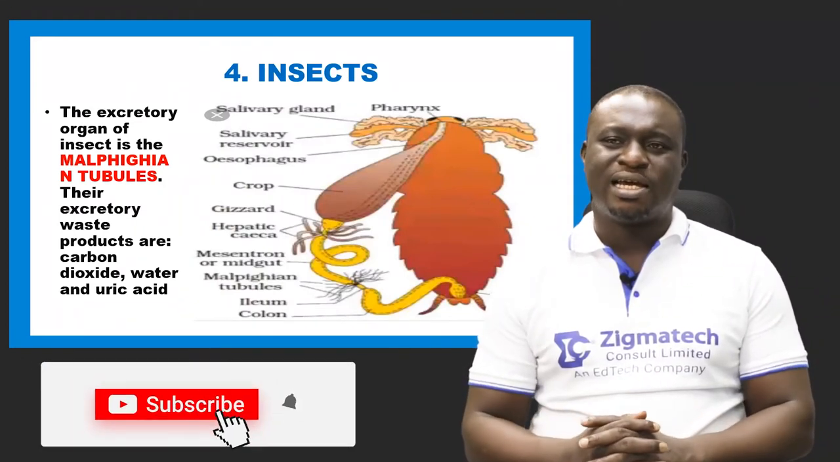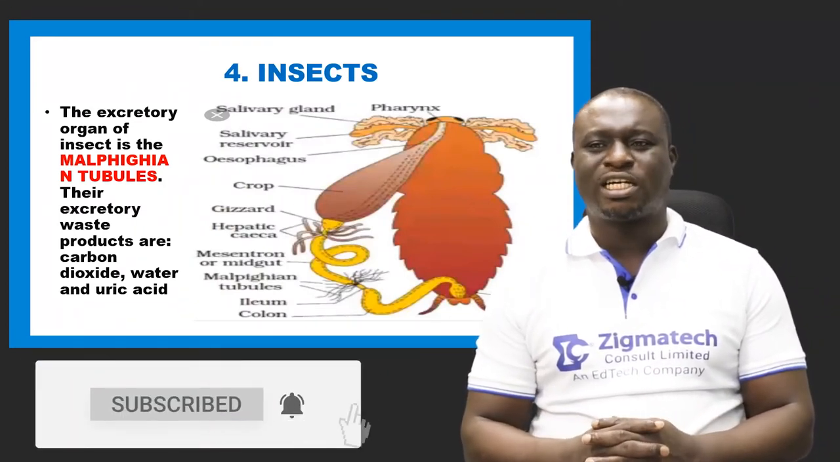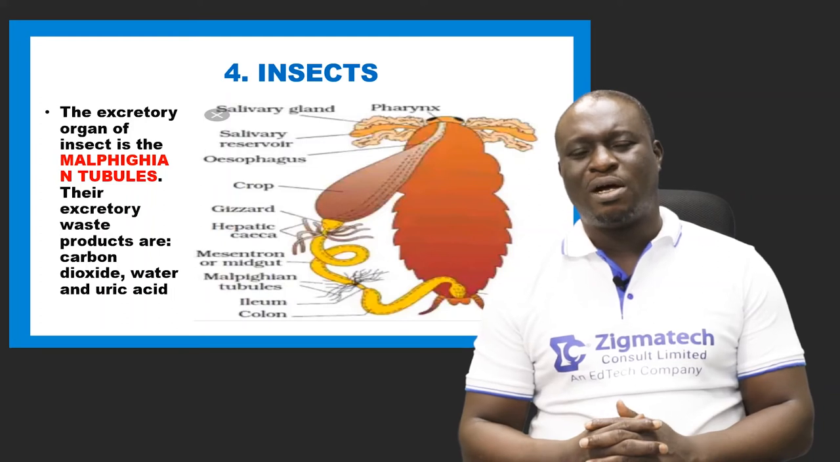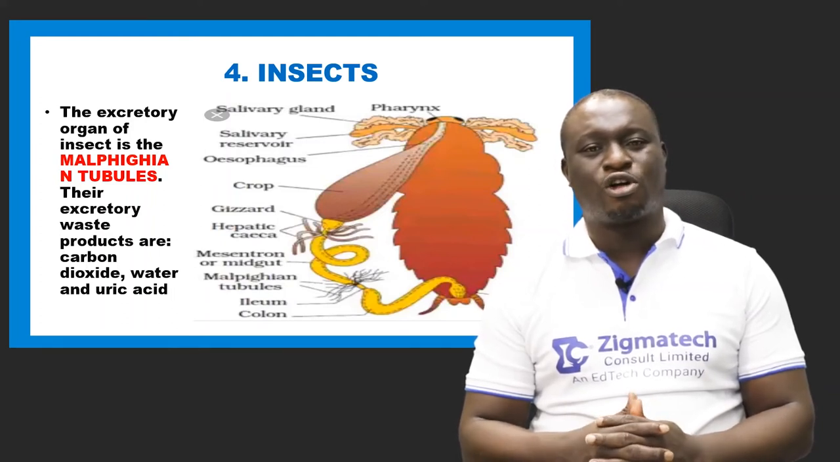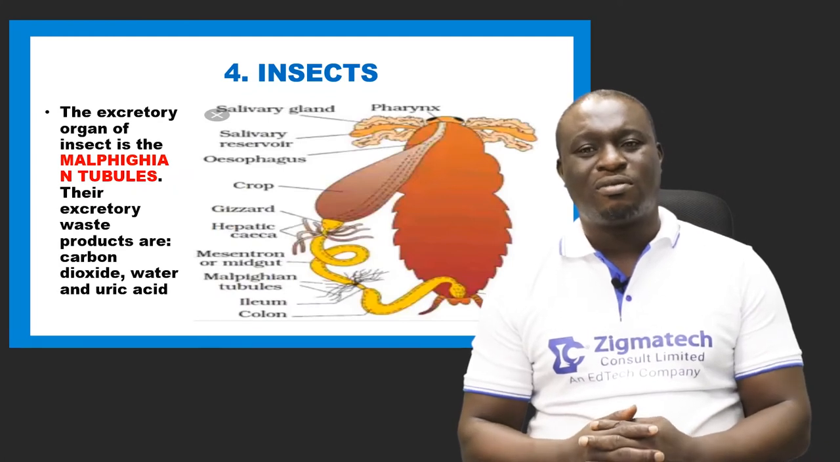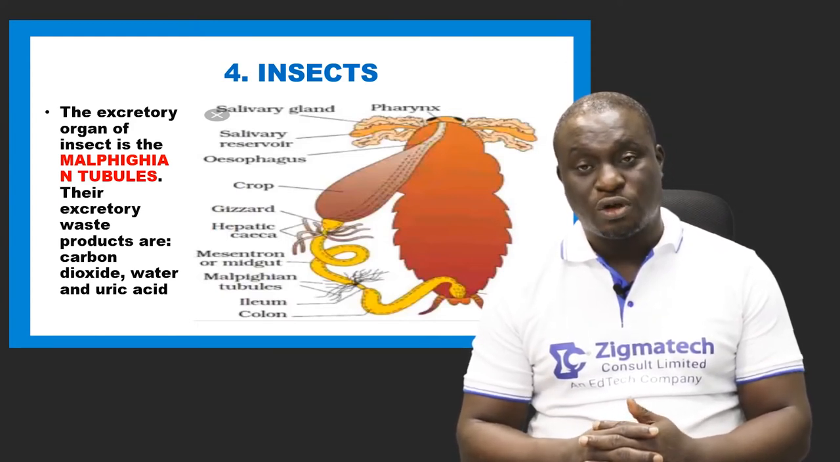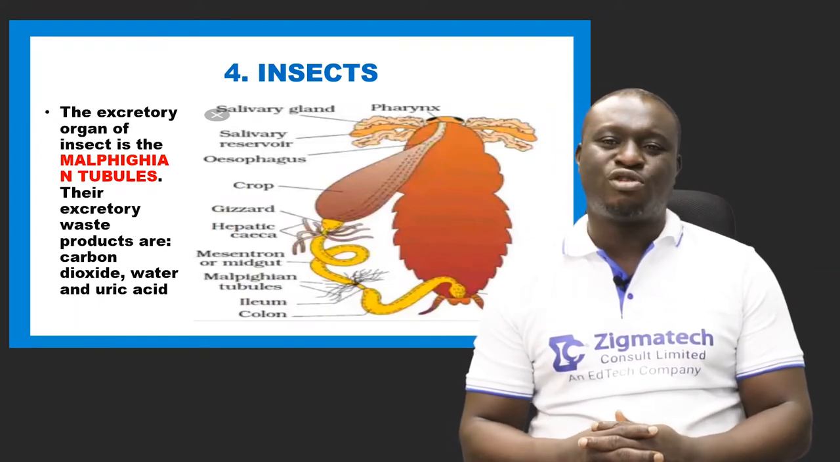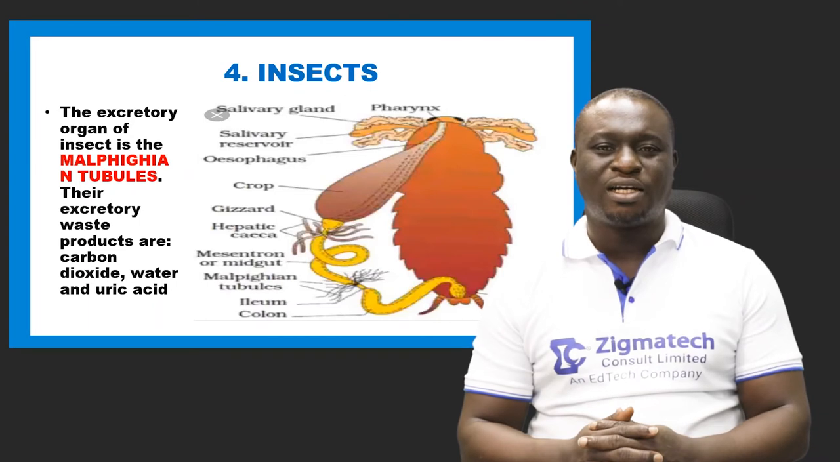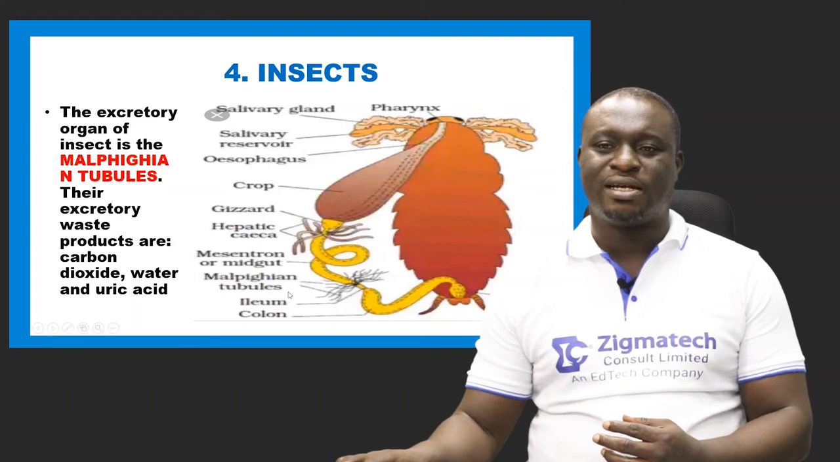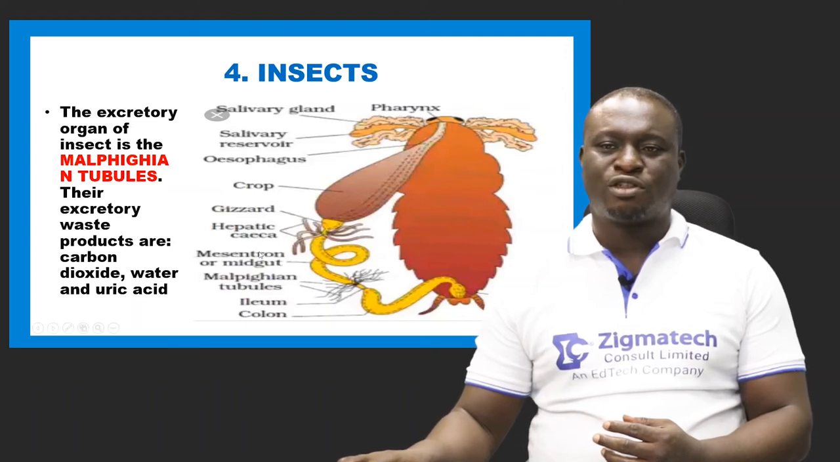Number four on the list is insects. In this case, we're taking a look at the cockroach as an example of the insect. Now, the excretory organ of the cockroach, which is an insect, is the Malpighian tubules. Their excretory waste products include carbon dioxide, water, and uric acid. You can see the Malpighian tubules there in the diagram, beneath the mesenteron or the midgut.